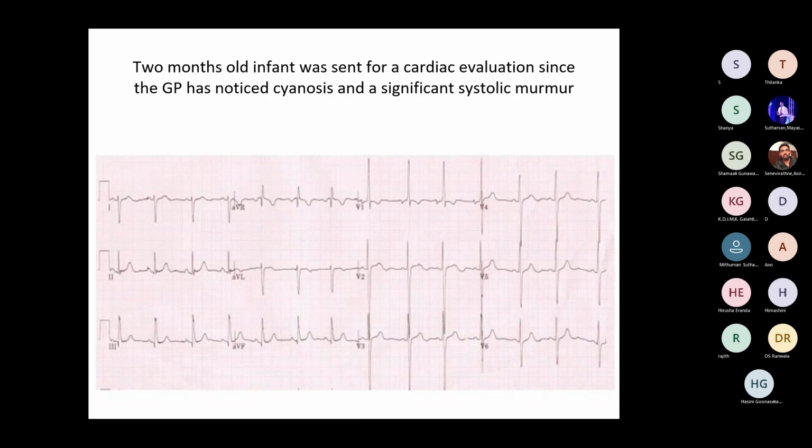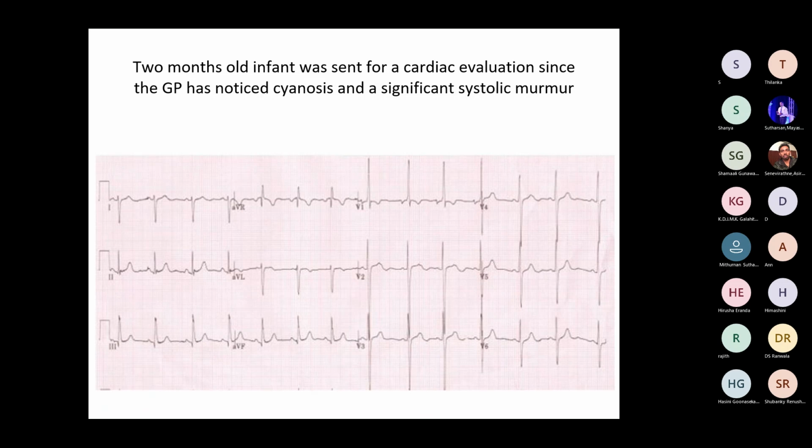Anybody? What is the abnormality in the ECG? What is the obvious abnormality? It's a 2 months old. That's why I said in pediatrics, age is important. What about the people connected online? Any idea? You can unmute and answer. Right. I'll go. Okay. Now, can you see?